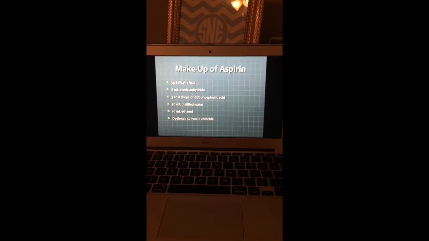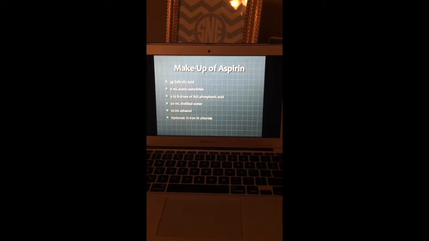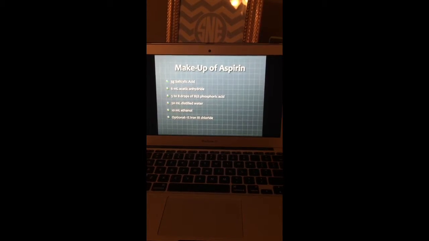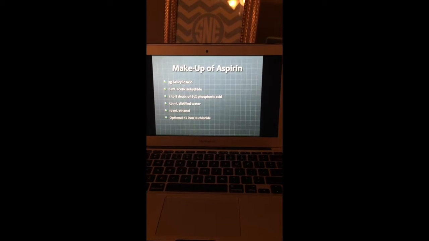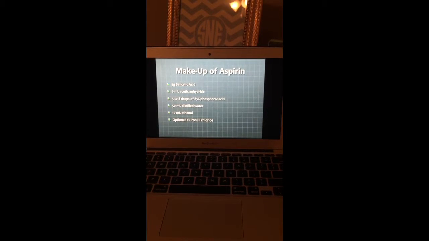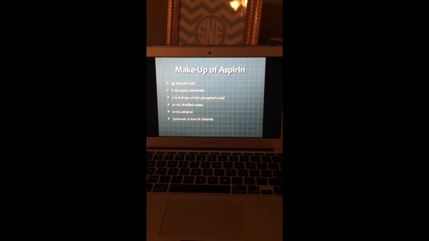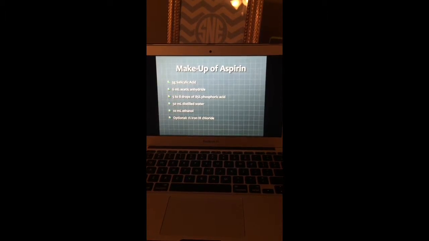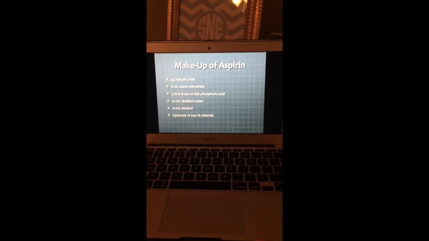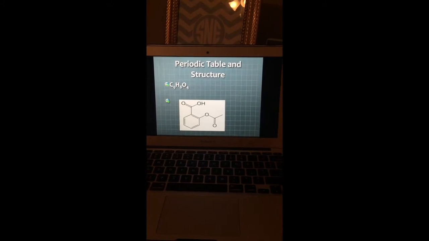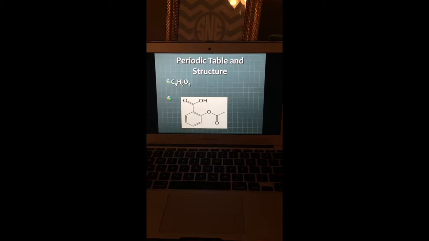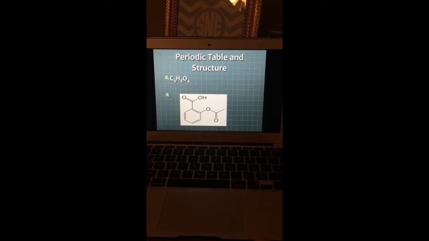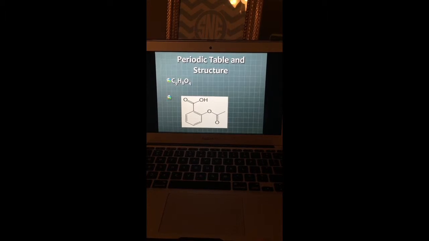Makeup of aspirin. 36 grams of salicylic acid, 6 milliliters of acetic anhydride, 5 to 8 drops of 85% phosphoric acid, 50 milliliters of distilled water, 10 milliliters of ethanol, and an optional 1% iron(III) chloride. The periodic table and structure of aspirin is C9H8O4, and that is the structure of aspirin in the picture.